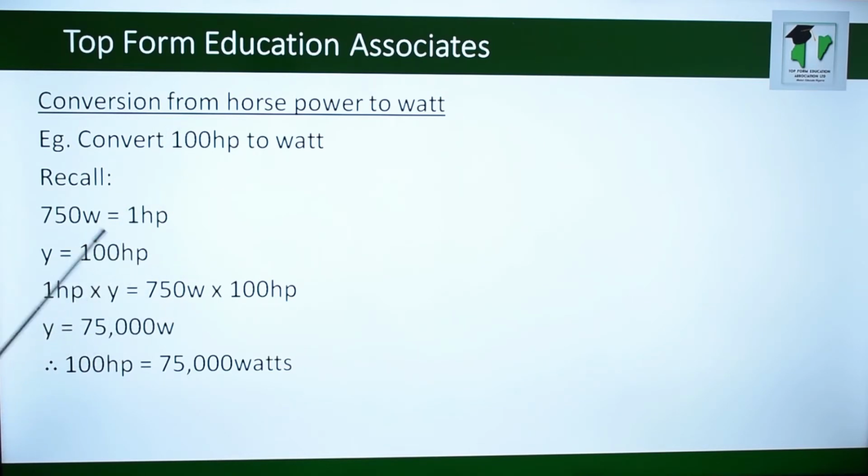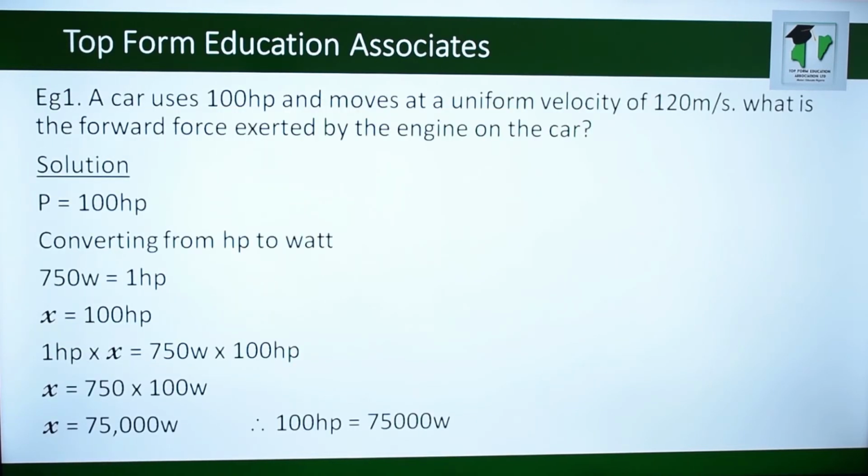So if you cross multiply here, you have 1 horsepower times Y is equal to 750 watts times 100 horsepower. So you have horsepower here to cancel out. Now we have 1 times Y will give you Y equal to 750 watts times what? 100. That gives you 75,000 watts. Therefore, 100 horsepower equal to 75,000 watts. Is that okay? Okay.